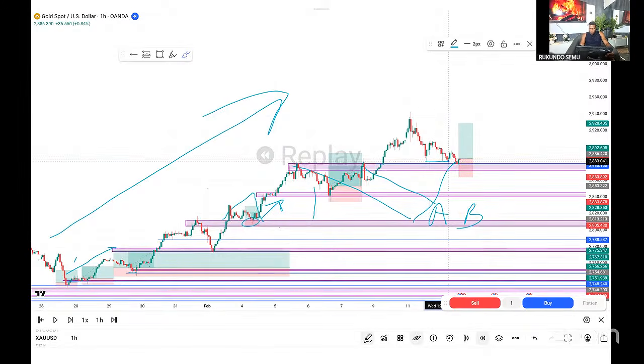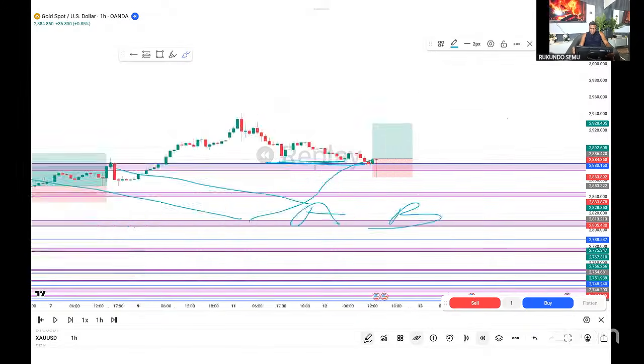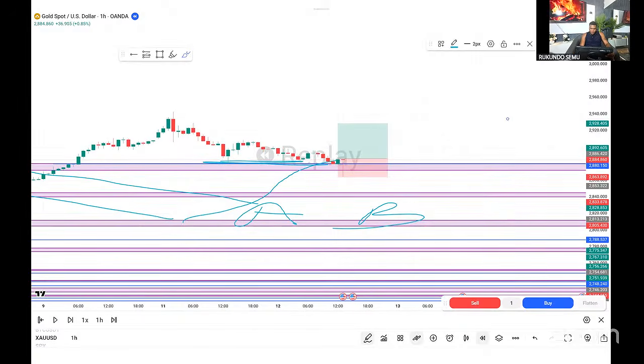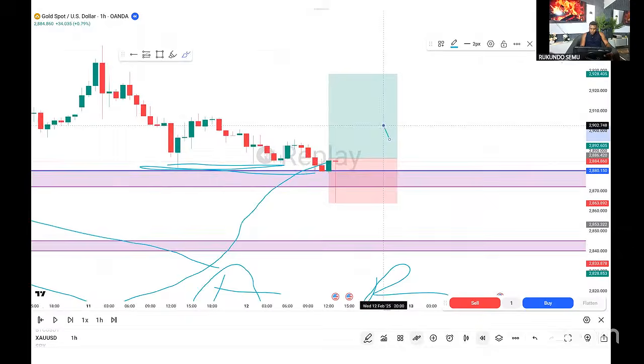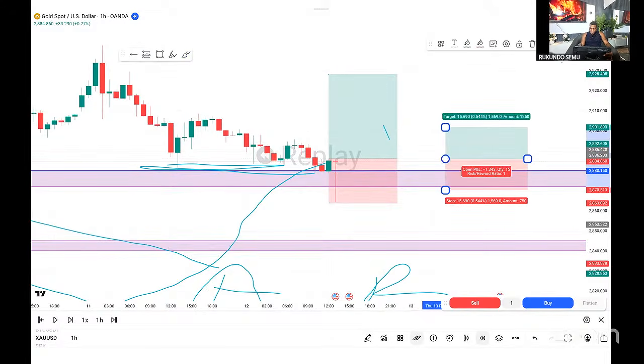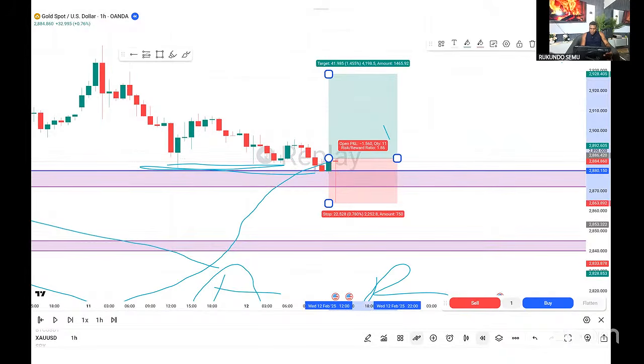Here. So let us dive into the charts and see for sure if we are going to win this trade. We are going to risk 1 to 1, 1 to 2. Then we see for sure if it is going to work for us.